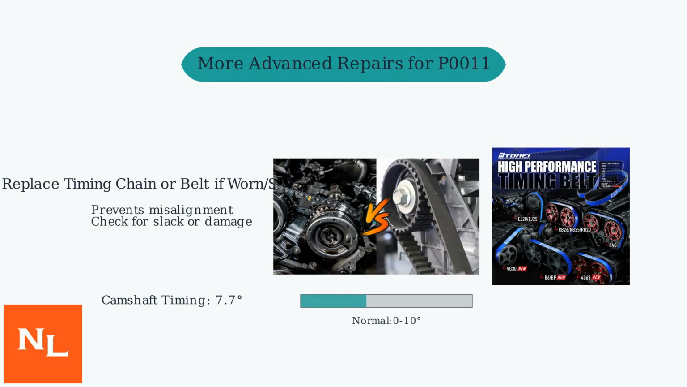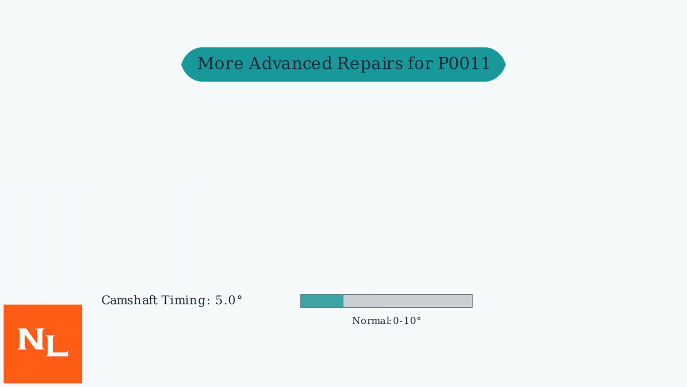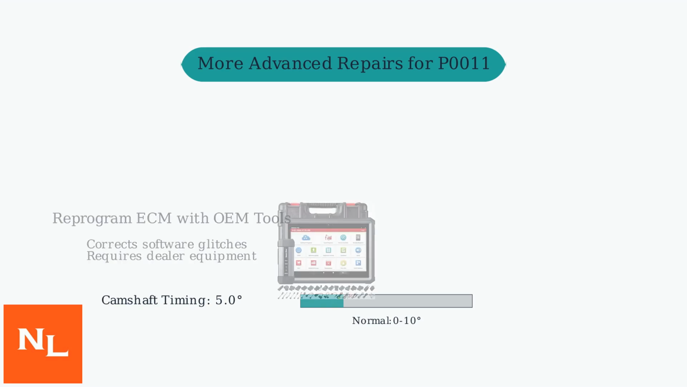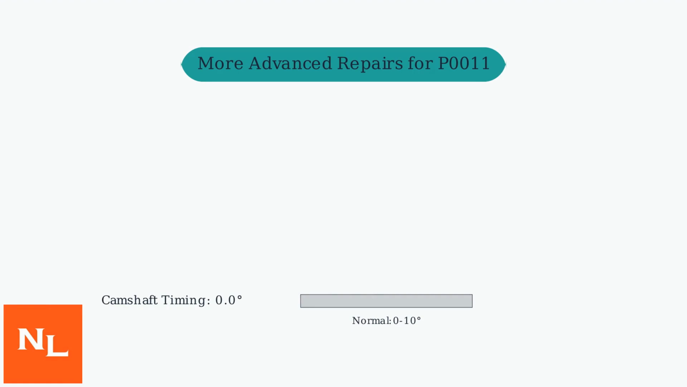Second, if the timing chain or belt is stretched or worn, replace it to prevent misalignment and ensure proper timing. Finally, in some cases, reprogram the engine control module using OEM tools to fix software glitches that cause timing issues. These advanced repairs address the root causes of P0011 beyond basic maintenance.